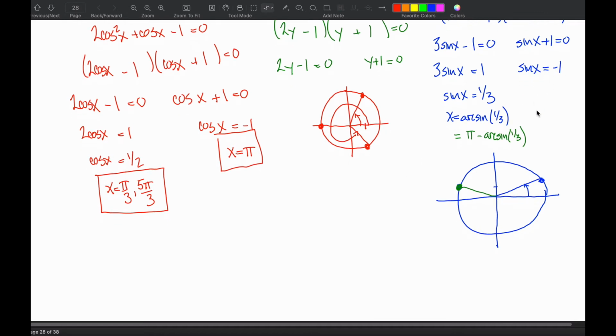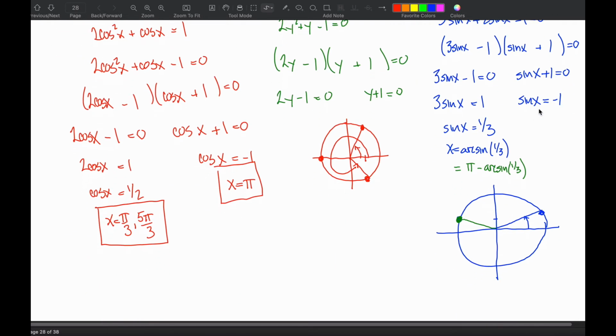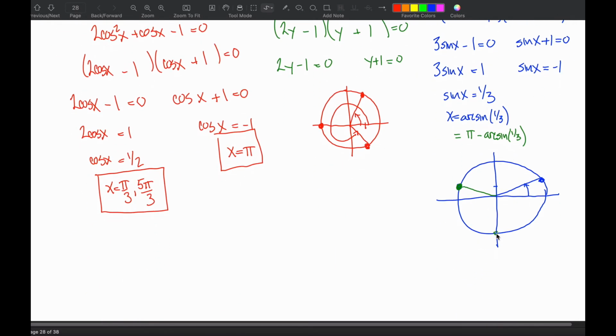Sine of x equals -1. There is a point between 0 and 2 pi on our unit circle where the y coordinate equals -1. We're talking about down here. So how do I refer to that angle? Well, I got options. I could refer to it as -pi/2, or I could refer to it as +3 pi/2.